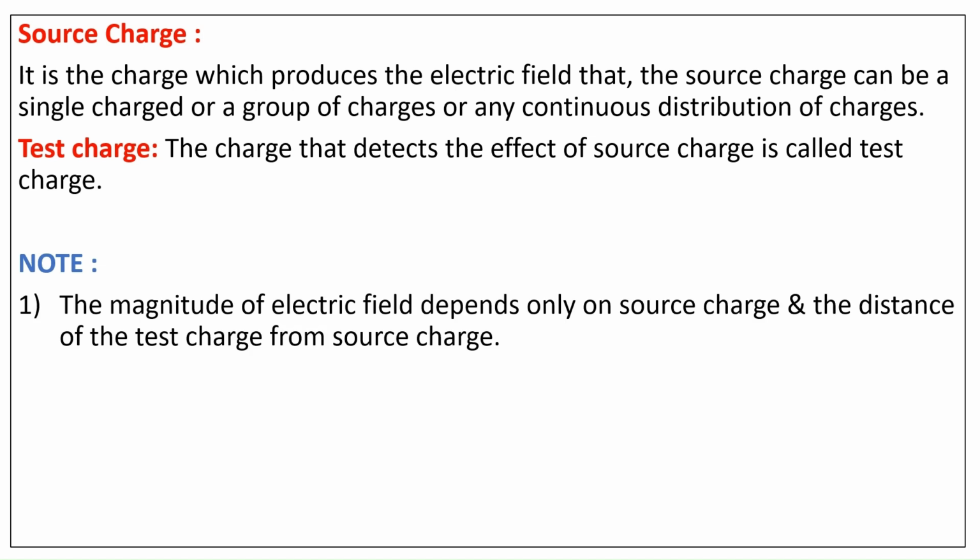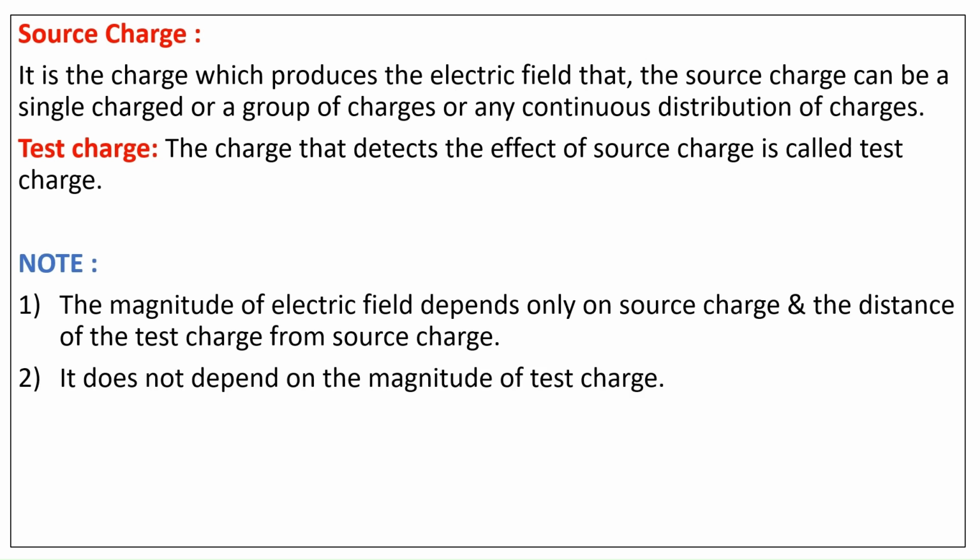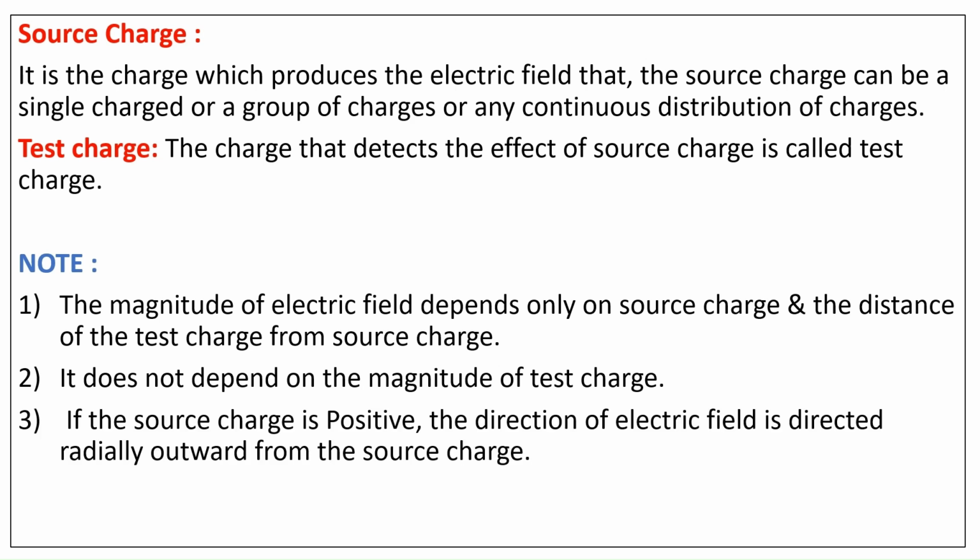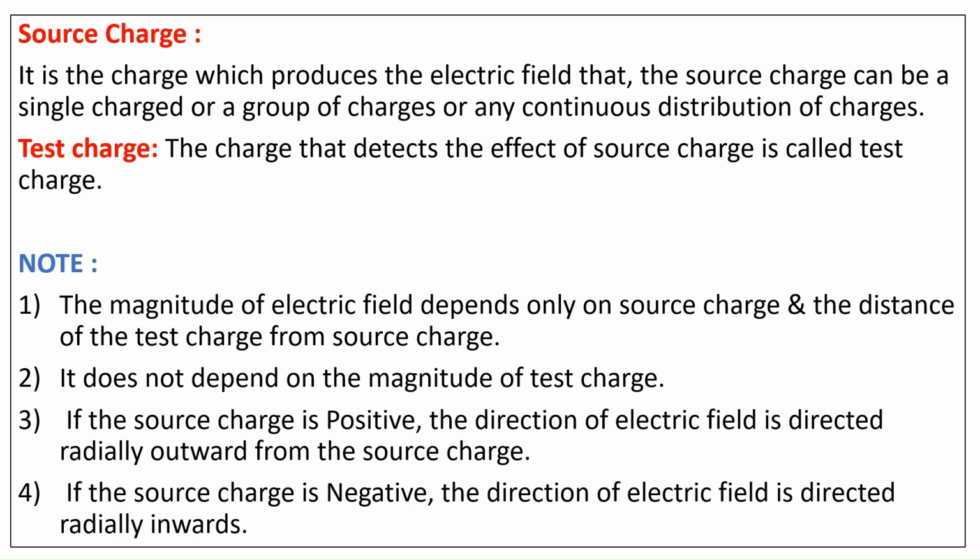Note 1. The magnitude of the electric field depends only on the source charge and the distance of the test charge from the source charge. 2. It does not depend on the magnitude of the test charge. 3. If the source charge is positive, the direction of the electric field is directed radially outward from the source charge. 4. If the source charge is negative, the direction of the electric field is directed radially inwards.